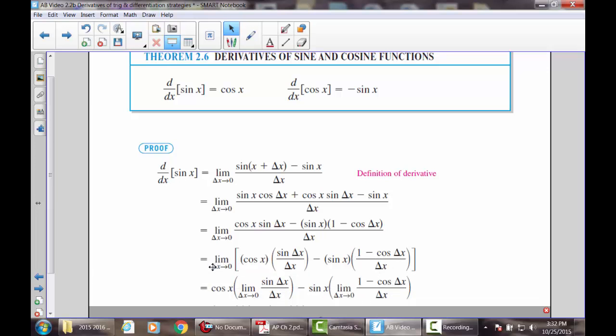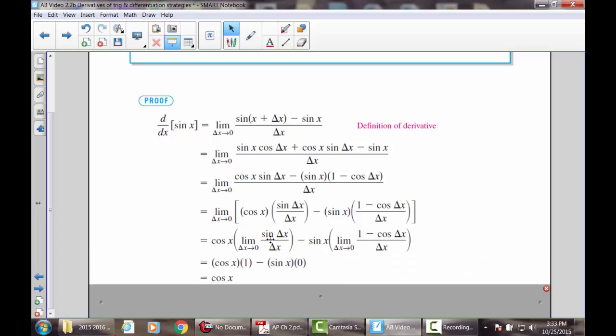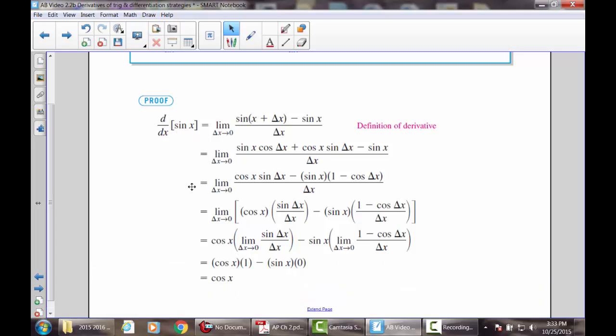Now this limit is as delta x goes to 0. There's no delta x here, so that can just be pulled out. And of course now there's that famous limit that we all know. And then here, the limit as delta x goes to 0 of sine x, there's no delta x, it gets pulled out. And then we have the limit of this. You should know this limit is 1, this limit is 0, and there's the proof that the derivative of sine equals cosine.